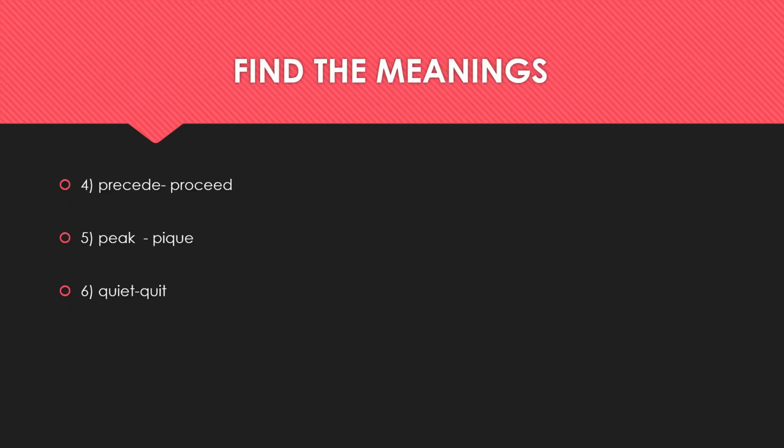And then we have three more pairs. Fourth: precede and proceed. Please pay attention to the difference in meanings. Fifth is peak, P-E-A-K, and pique, P-I-Q-U-E. Now the sixth one is quiet and quite. The sixth pair is quiet and quite.